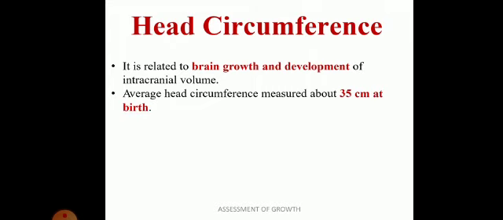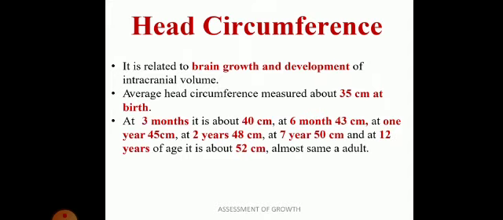What should be the head circumference at birth? It is 35 centimeter. Few literatures support 32 to 35 centimeter at the time of birth. Later, at the age of 3 months it is about 40 centimeter. At 6 months it is 43 centimeter. At 1 year it is 45 centimeter. At 2 years it is 48 centimeter. At 7 years it is 50 centimeter. At 12 years it is 52 centimeter, which is equal to adult. Clear? So after the age of 12 years generally the head circumference will not increase much.